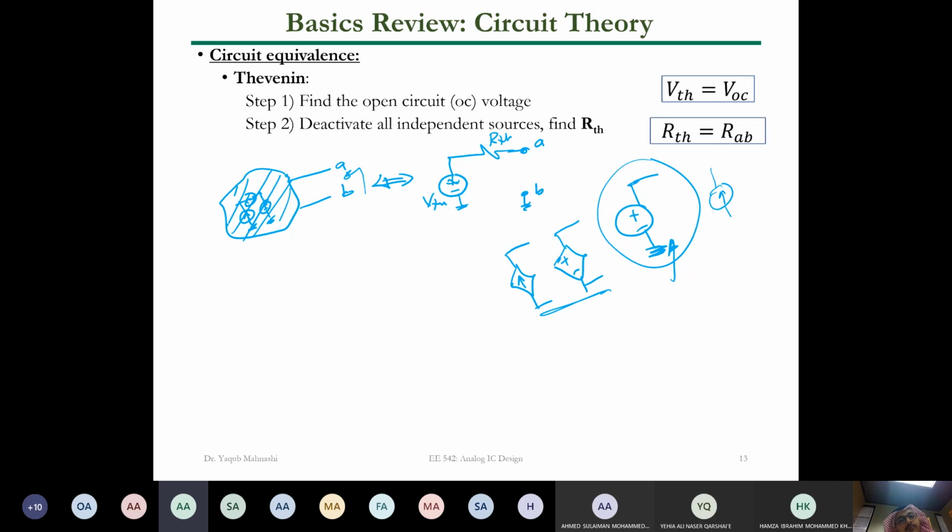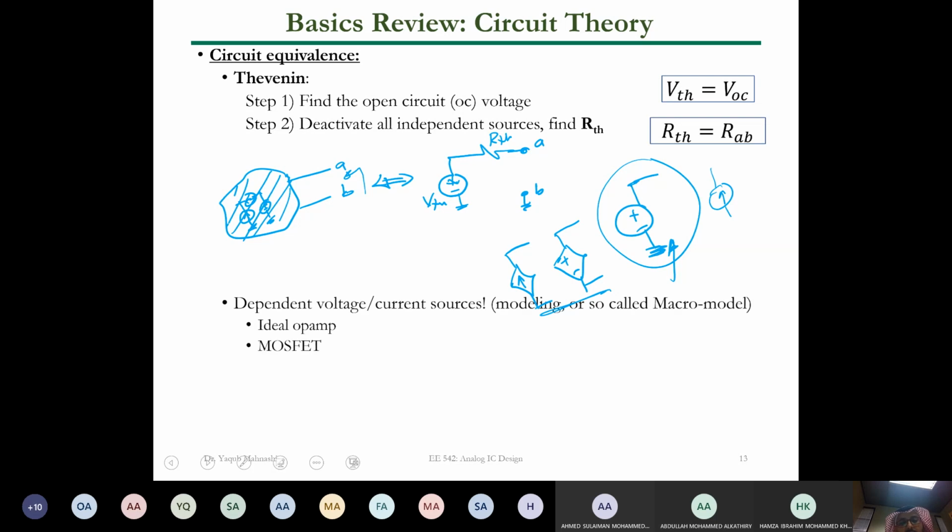Modeling, exactly. Dependent sources are needed for modeling. So if you want to model, for example, a complicated circuit, you can use a dependent source to model the circuit. That's why if you see a dependent source, make sure this is not your real circuit. That's a model for your circuit that you can use for your analysis.